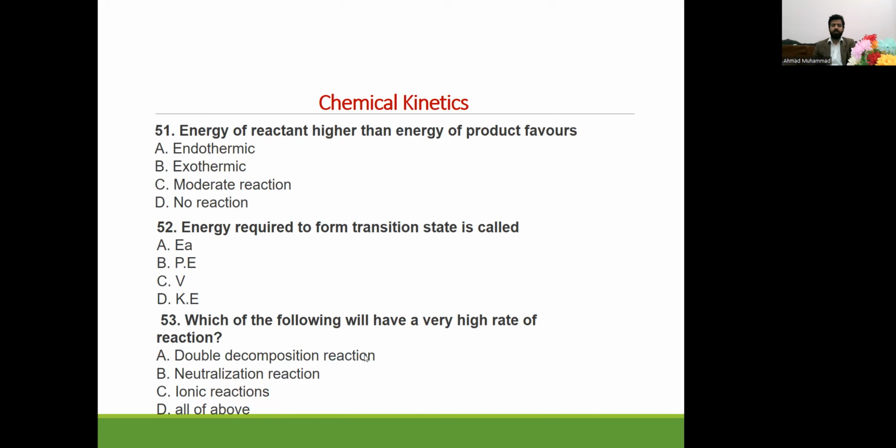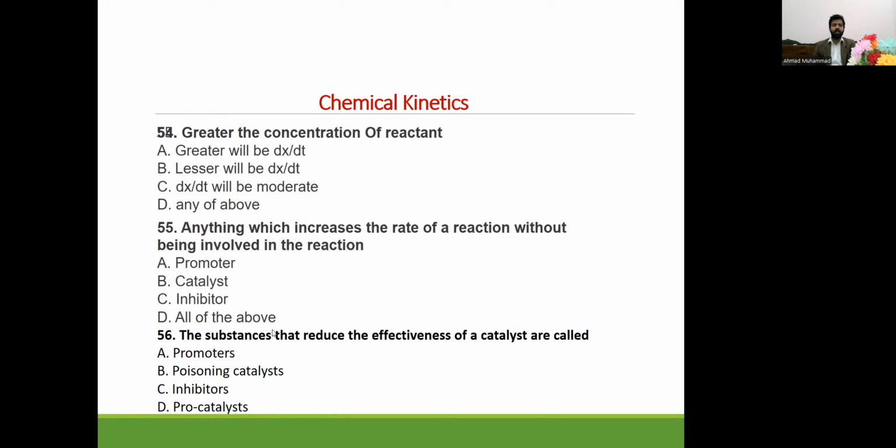So the right option from these options is D, all of the above. Double decomposition reaction, neutralization reaction, ionic reaction, all of the above. All of the above is the right option from these four options. So we are going to move to question number 54.